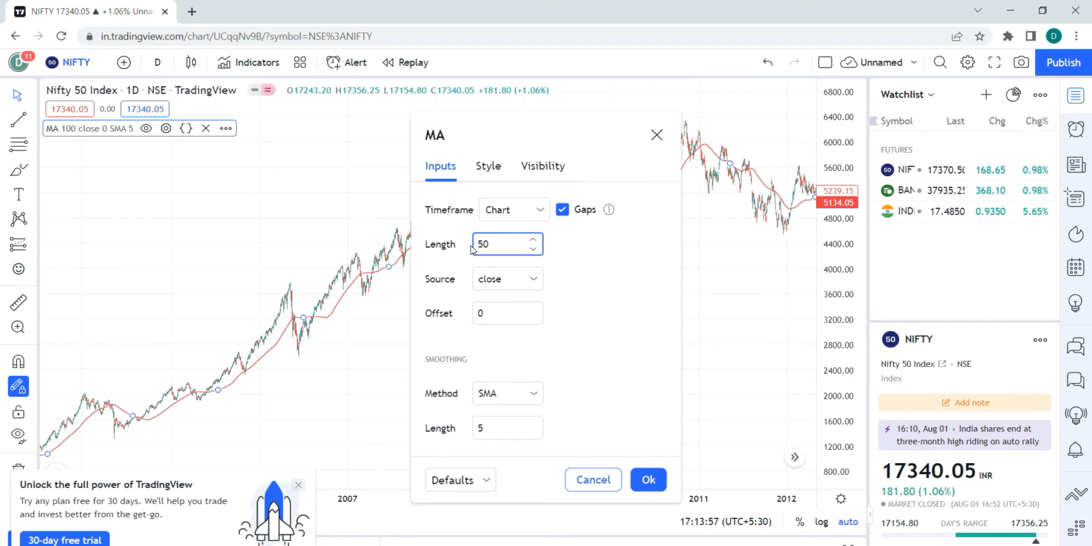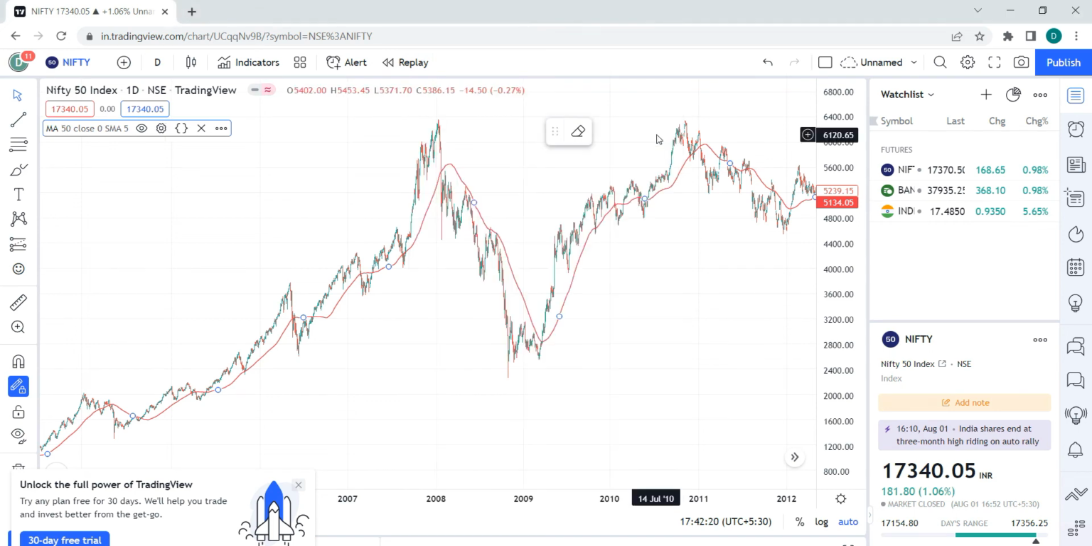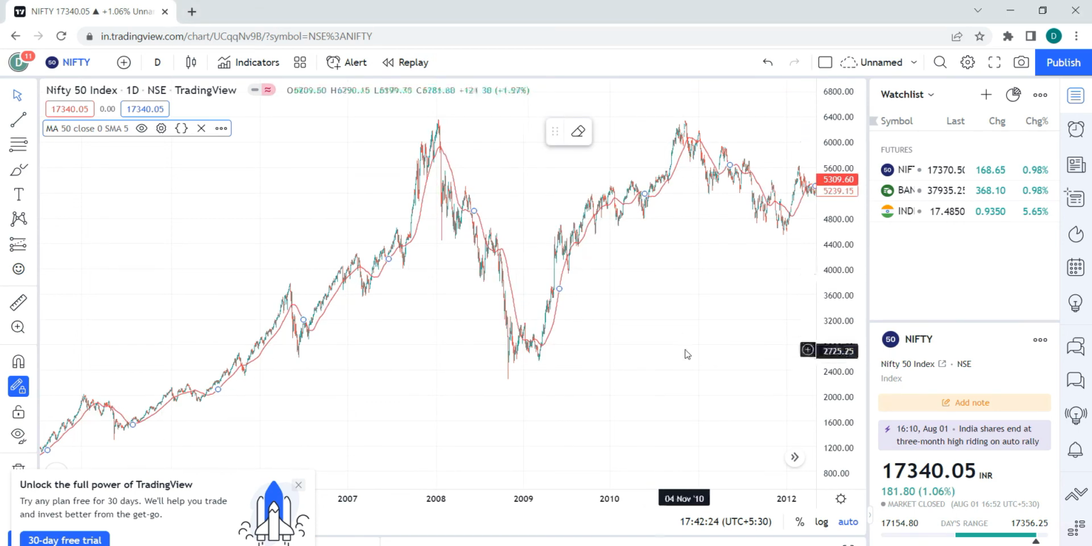As I said, it is always better to use an exponential moving average. So far we have understood how to plot a moving average and how it acts as a support and resistance. Now let's move on to the crossovers. A crossover means you are just adding two moving averages, and how does it generate a trade signal? Let's see.